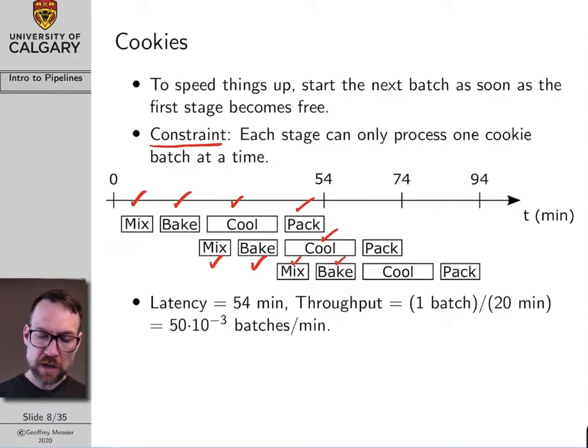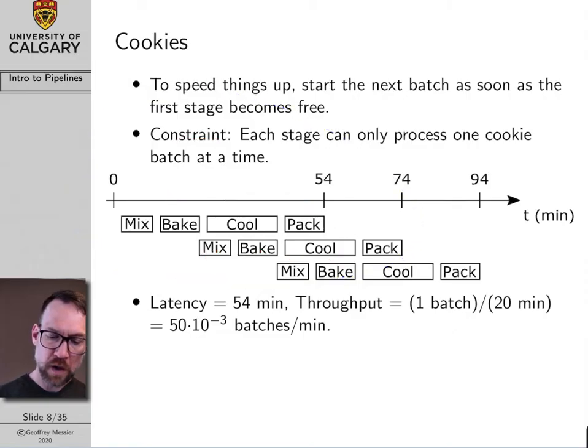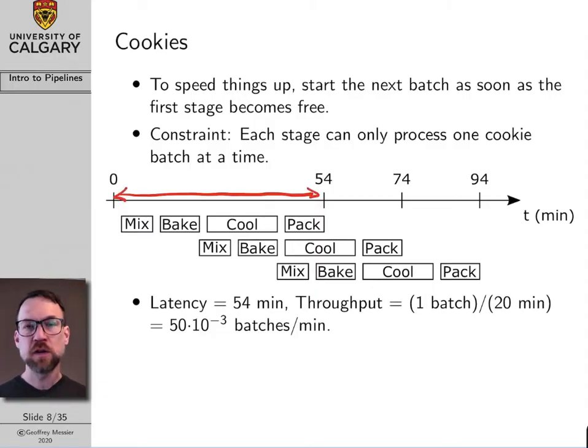And so if we do a latency calculation for this example, our latency hasn't changed. So it still takes us the full 54 minutes to bake a batch of cookies. And so this isn't going to help us bake a batch of cookies faster. However, it is going to allow us to start finishing cookie batches at a higher rate because we get started on the second batch before the first batch is finished.